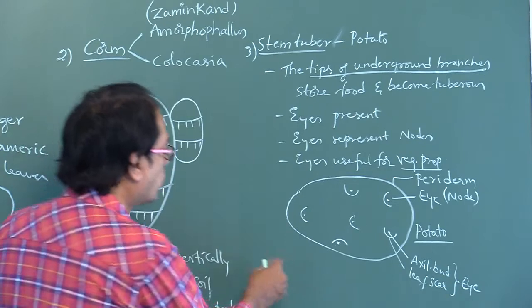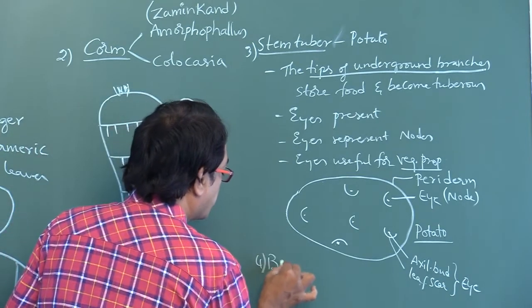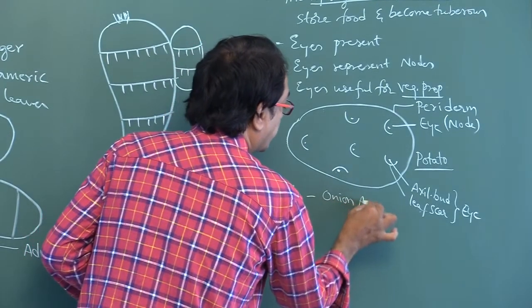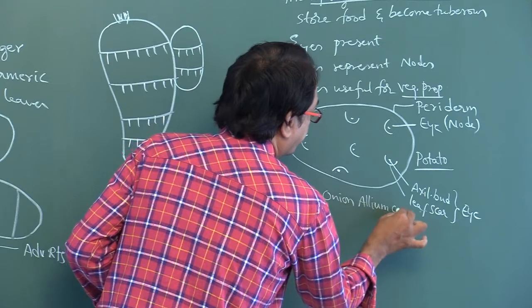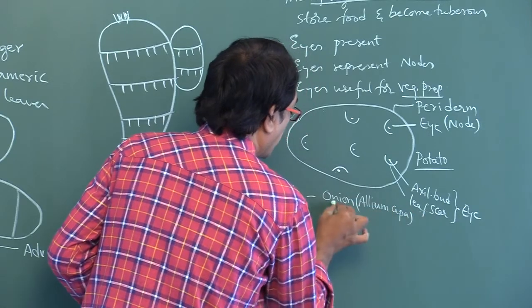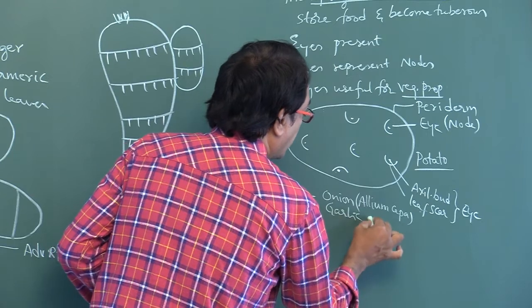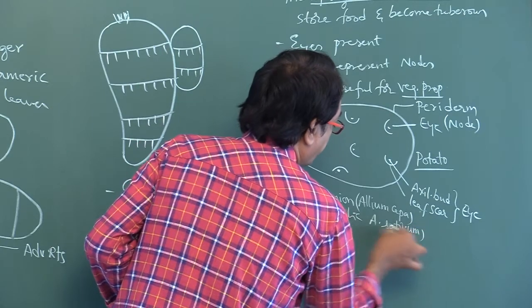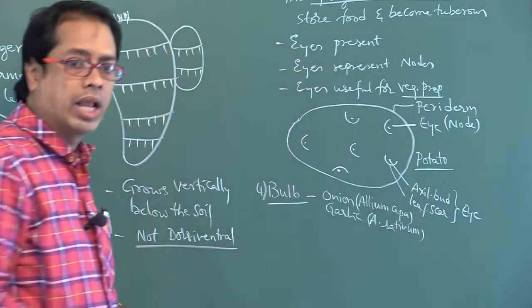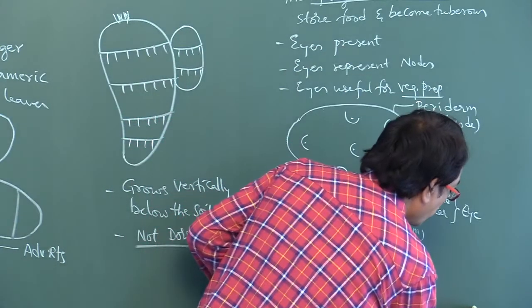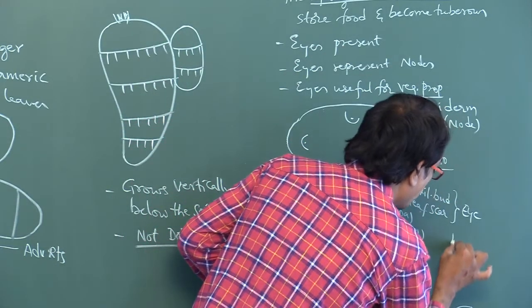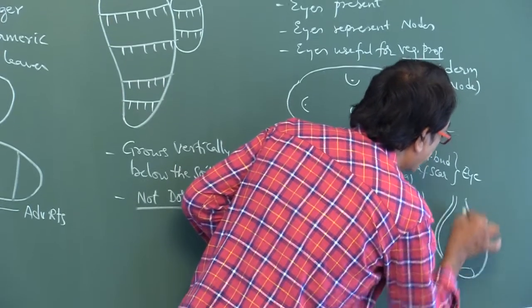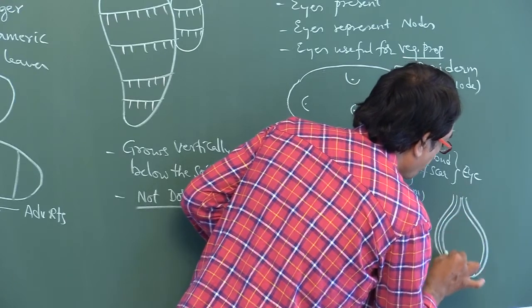Okay, next, the fourth modification, that is bulb. Examples: onion, that is Allium cepa, and garlic also. Garlic, that is Allium sativum. Right, what is a bulb? Here in this bulb, let us suppose this is the stem and these are the leaves. Actually, these are the leaf bases.